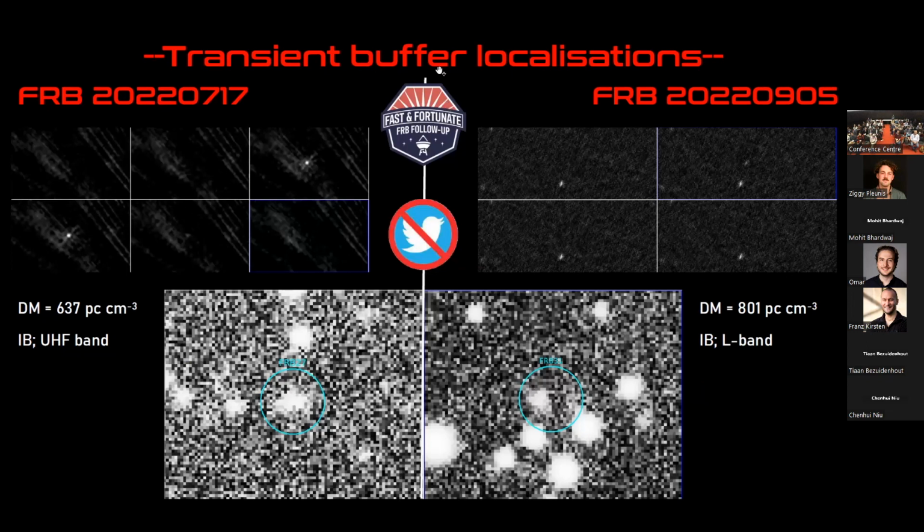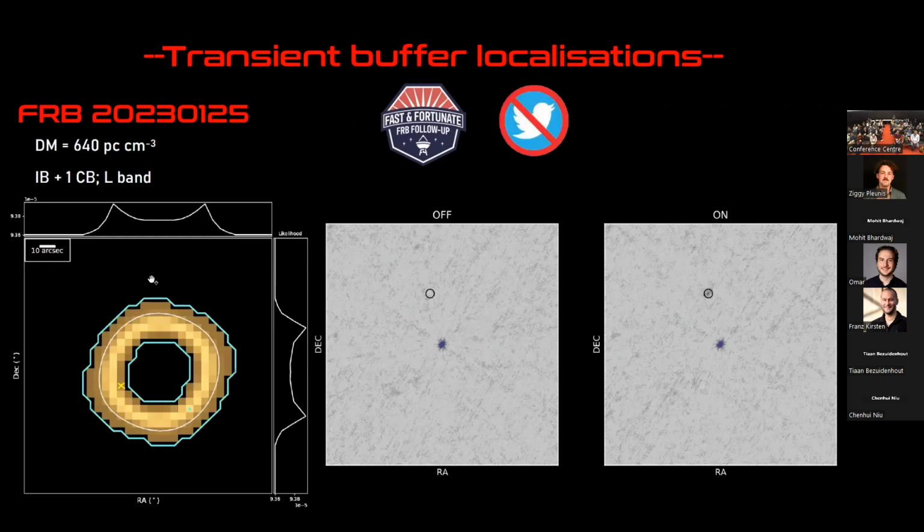And finally, the last FRB that we saw, the most recent one, we found in January of this year. We saw it in the incoherent beam and 1 coherent beam in the L band. The beamformed localization on the left gave us this annular localization region, with the white being the coherent beam location. And then the yellow cross is the localization given by the transient buffer imaging. So these 2 methods correspond well.